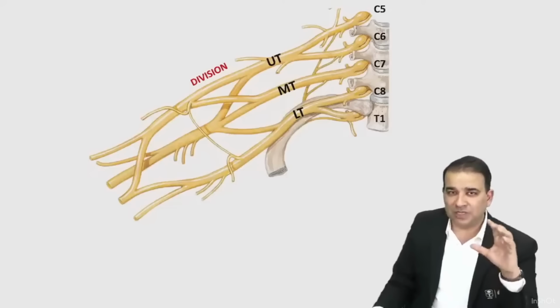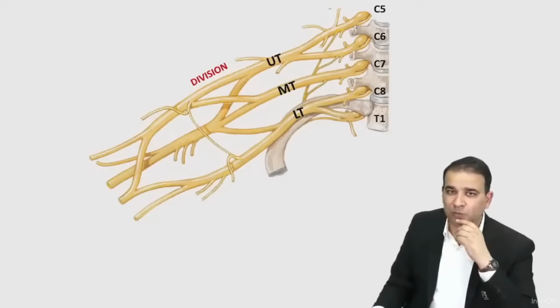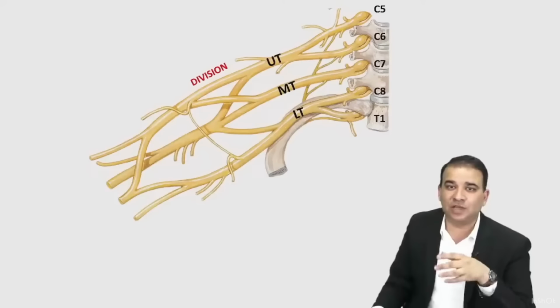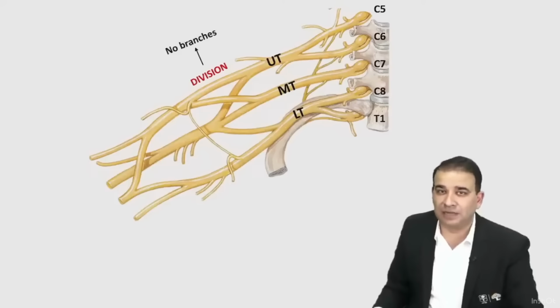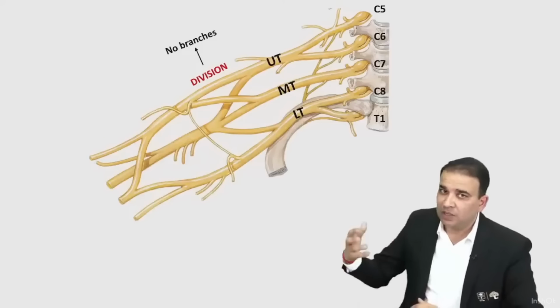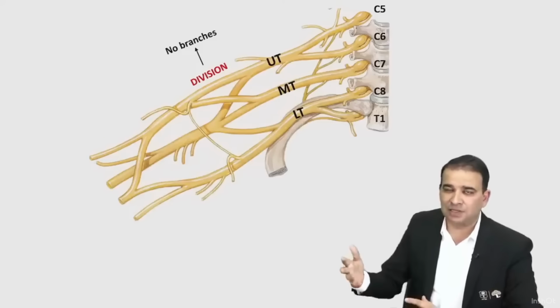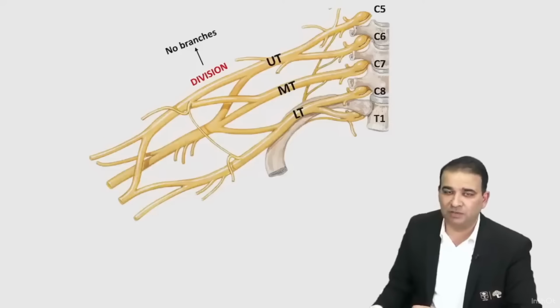And one question which was asked about the division in one of the previous year questions was: which part of the brachial plexus does not give branches? And that's the division part. There are no nerves coming out of the division region which will supply any muscle or any skin anywhere. So no branches from the division part.